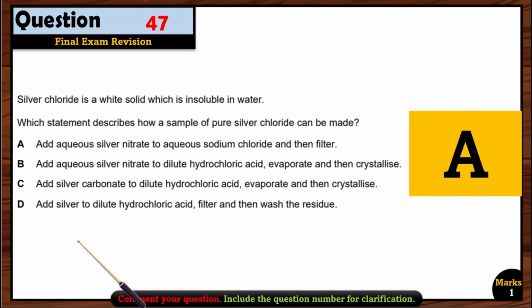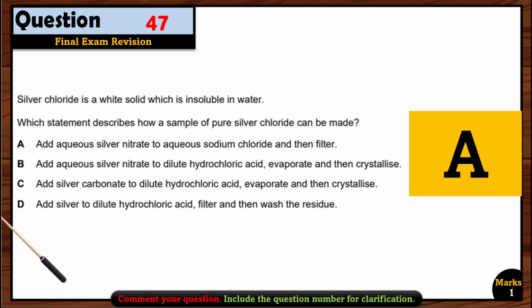Why will we not choose B, C, and D? We can see one by one. Aqueous silver nitrate to dilute hydrochloric acid. Yes, it can also produce, but then we cannot use the evaporation method, right? Why not the evaporation method? Because first we have to filter, because it's insoluble. So crystallization is not a method for the insoluble salts. Again, this is also crystallization. We cannot use the method for an insoluble salt.